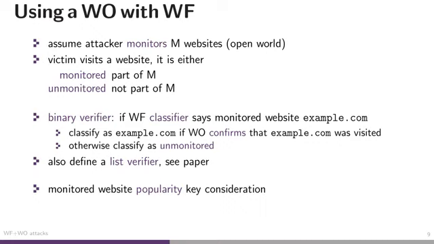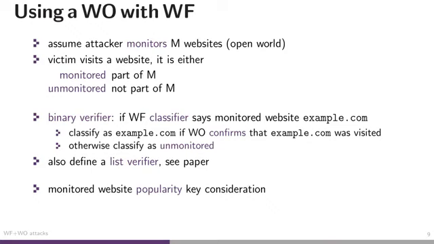In the paper, we define two verifiers that can be used together with any website fingerprinting attack. We define a binary verifier and a list verifier. The list verifier is just a binary verifier in a loop. Please see the paper for that. But the binary verifier is quite simple. If the website classifier says that a monitored website was visited, such as example.com, then when we have access to a website oracle, we only accept that positive classification if, when we ask the website oracle, they confirm that this monitored website was visited. If the website oracle doesn't confirm it for us, then we will classify it as unmonitored, even though the website fingerprinting classifier said it was monitored.